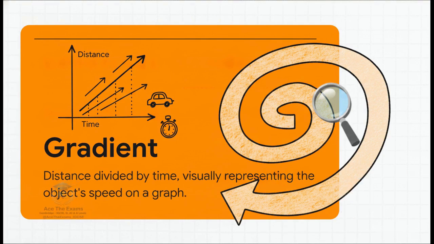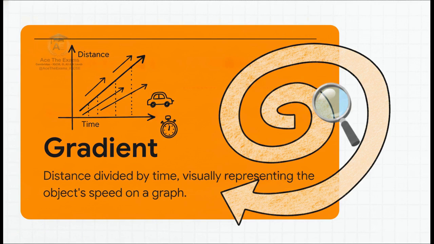But when you are looking at a distance time graph, that gradient represents something incredibly tangible. It represents speed. Why? Because the mathematical formula for speed is distance divided by time. So the visual steepness of that line on your paper directly equals the mathematical speed, usually measured in meters per second or kilometers per hour.